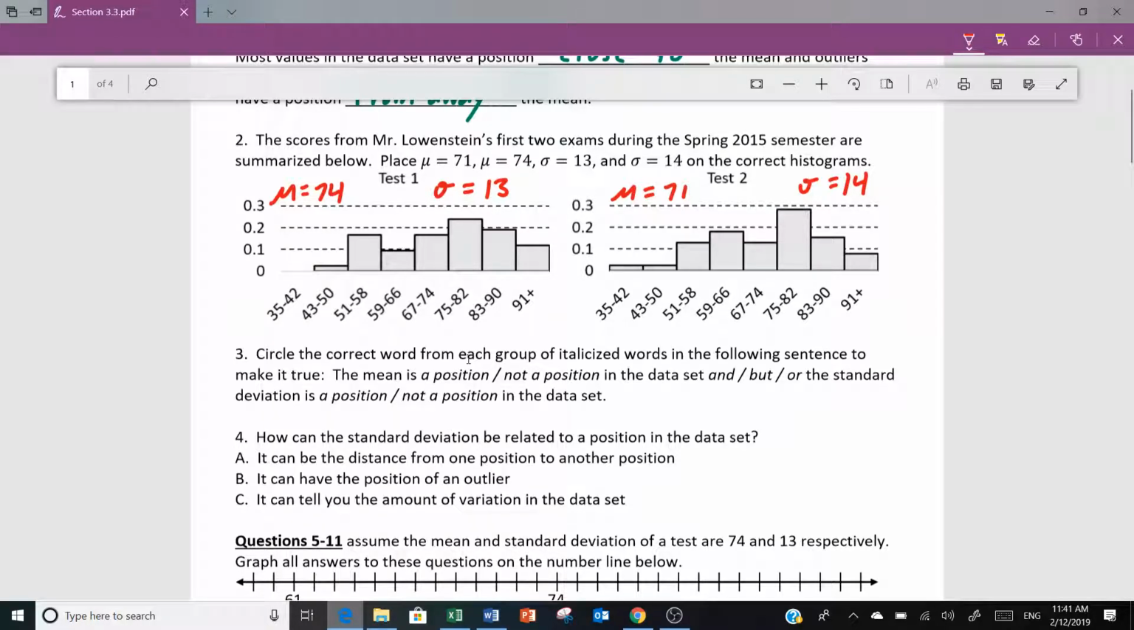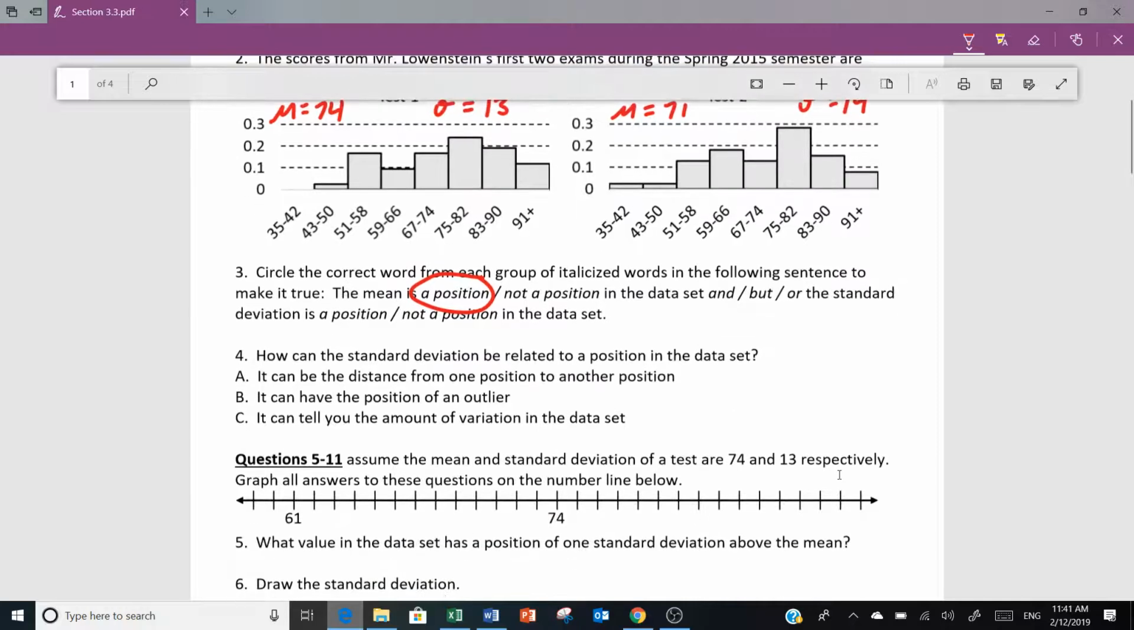Okay, excellent answers. What's the mean? We said the mean was a position, because we know where it is in the data set. Where is it in the data set? It's in the middle. Good. Do we see anywhere where the standard deviation is? Standard deviation of 13? Is that a position in the data set? No. So the standard deviation is not a position. So circle "not". Make sure to circle "not" here, because the mean is a position, but the standard deviation is not a position.